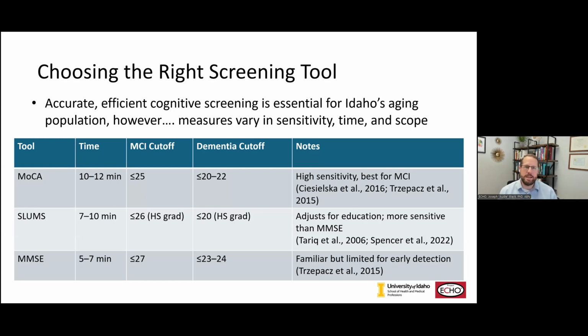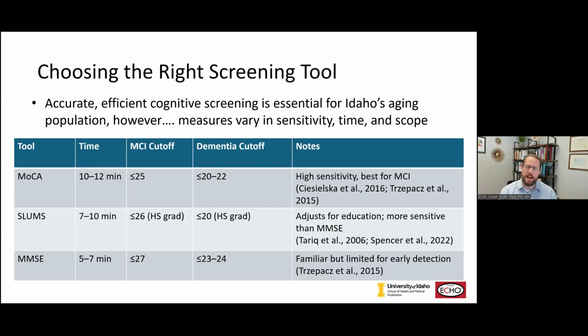The question is, how do we detect it? In a primary care setting, we are often dealing with higher volume clinics, so we need to move quickly. We need something that's accurate, efficient, and that can be administered by trained staff to help keep cases moving along, whether it's a medical assistant or an RN. Oftentimes, these tools are administered by someone other than the main provider. There are many different options, but arguably the three most common and widely used are the SLUMS, the MoCA, and the MMSE, as all of you know.